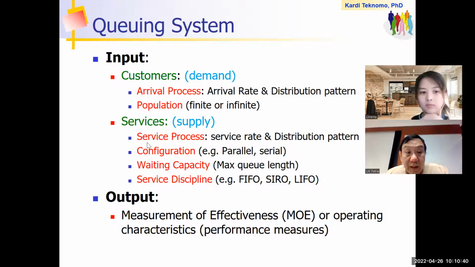Similarly, with the service, you want to know the service rate and the distribution pattern of the service rate, and then the configuration of the service, whether it is parallel, serial, mixed, and so on. Then you want to know the queuing capacity, or waiting capacity, and the service discipline. These are the usual inputs for the queuing system. And the output we call the measurement of effectiveness, operating characteristic, or simply performance measure.